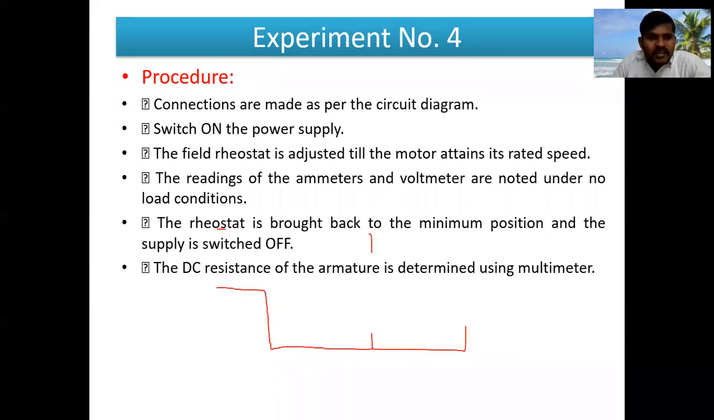Now the readings of ammeter and voltmeter are noted under no load condition, and the rheostat is brought back to the minimum position and the supply is switched off. एक reading घ्यायचं. After that we make the reverse procedure: rheostat at initial position, switch off the MCB, and the DC resistance of the armature is determined using multimeter. आता याच्यामध्ये मल्टीमीटरचा यूज करून आपल्याला आर्मेचर रेजिस्टन्स मेजर करायचे when the motor is in hot condition, किंवा रनिंग टेस्ट कंडक्ट झाल्यानंतर आर्मेचरचा रेजिस्टन्स मेजर करायचं. So these are the procedure for that.